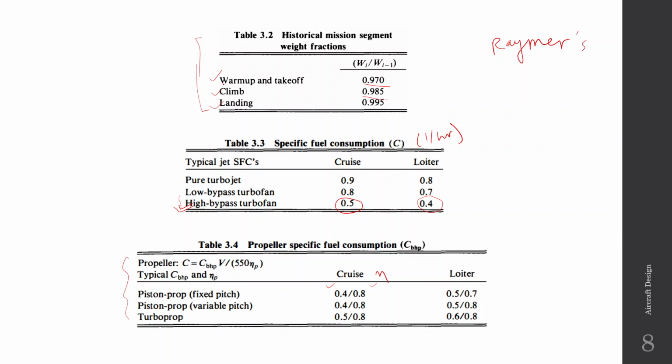For warm up and takeoff, it is 0.97. For climb, it is 0.985, and for landing, this is the value. So unless some other value is specified, you can take these values.